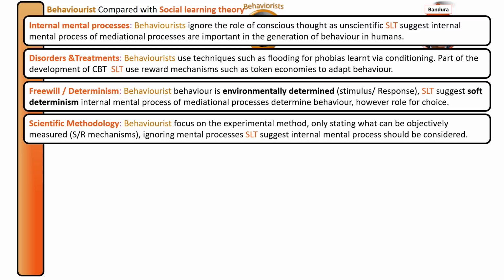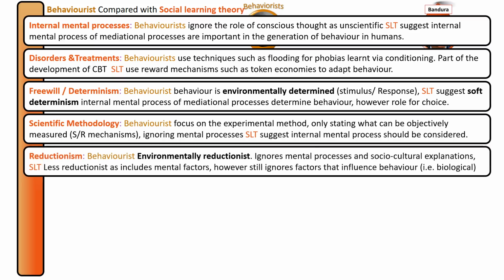Social learning theorists are on shakier scientific ground, because they suggest internal mental processes should be considered, but it's very difficult to objectively measure these processes. When it comes to reductionism, behaviorists are very environmentally reductionist. In fact, the only approach that is more reductionist, we might argue, is the biological approach. This environmental reductionism completely ignores mental processes and socio-cultural explanations. Social learning theorists, though, are much less reductionist. They include mental factors and ideas about the emotional interactions with other humans, but they do ignore factors that influence behaviour, such as biological factors.